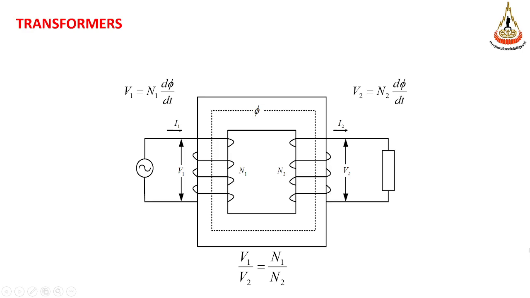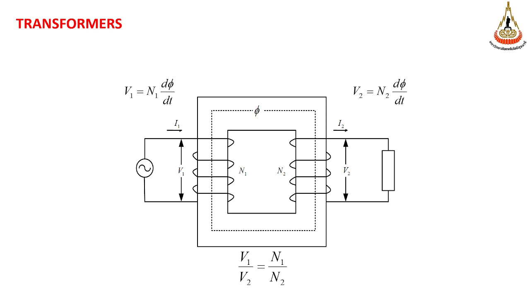Okay, I think I can talk about the transformer now. Another application of the magnetic circuit that we use is in the form of a transformer. The transformer has two coils. For a single phase transformer, we have two coils.